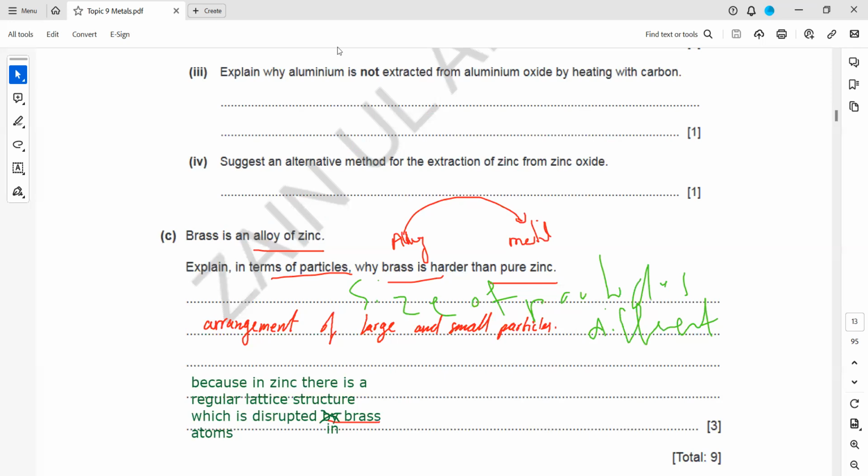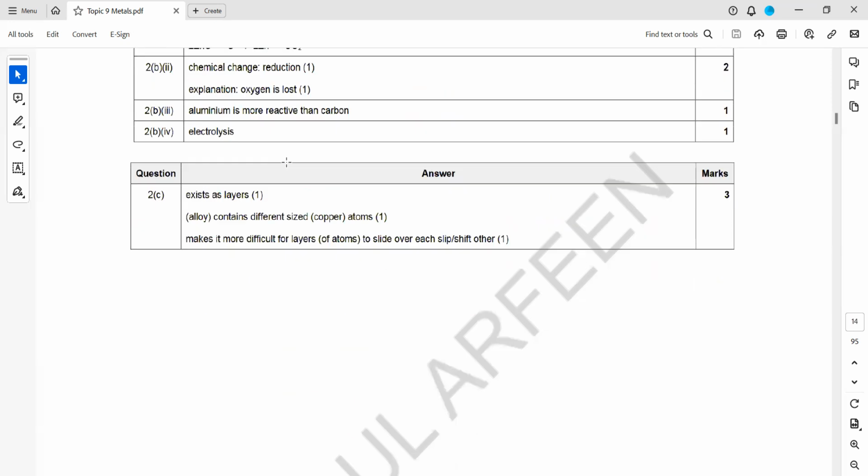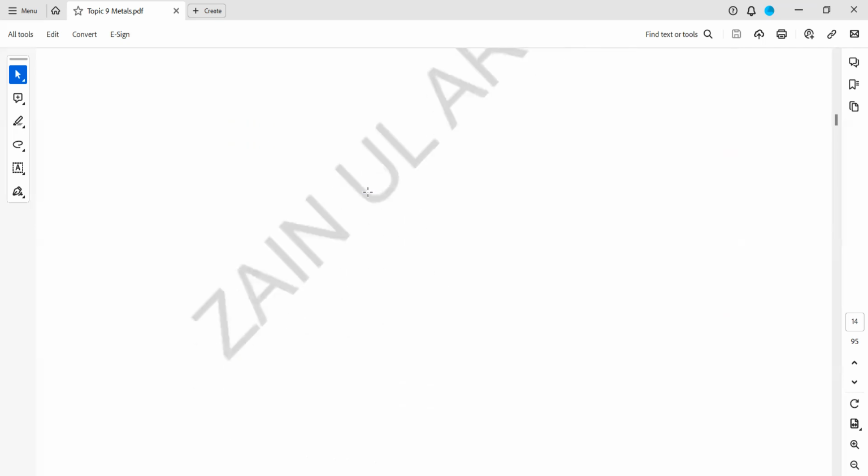So the ideal answer: first point, you will refer to the fact that the atoms exist in layers, and in alloys the layers have different sizes of atoms, and as the sizes are different, the layers cannot slide over each other or slip over each other. That's why alloys are harder. These are the 3 points you should include.